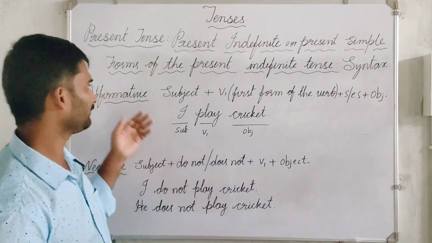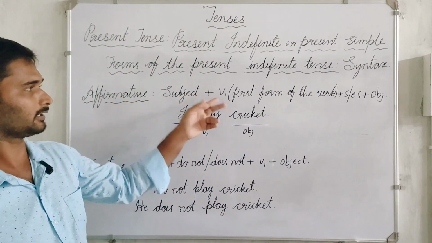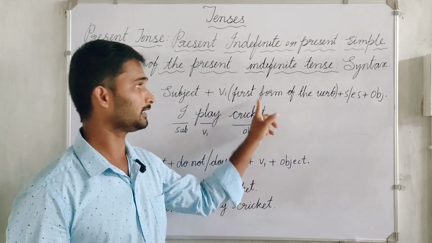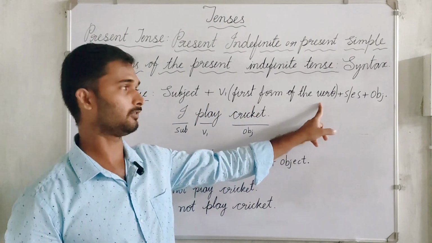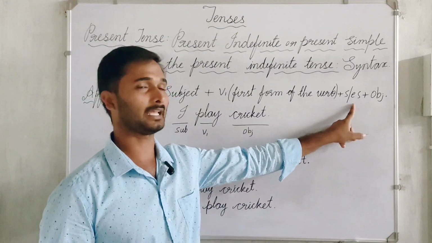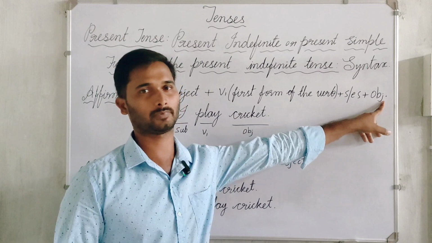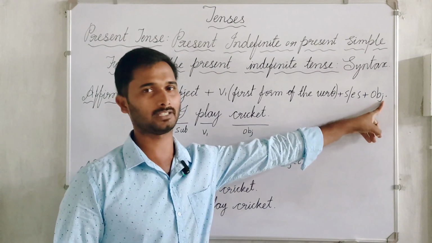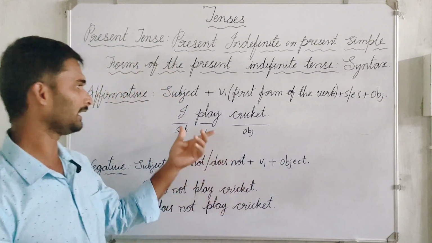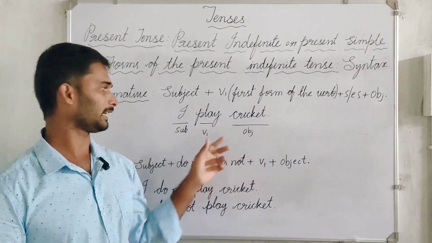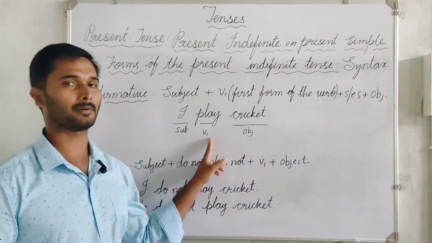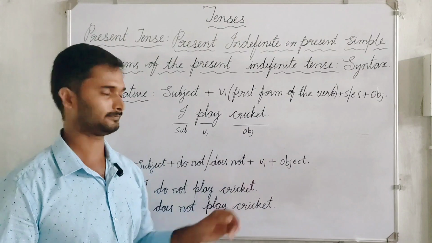Let us see the present indefinite or simple present, the forms, or we also call it the syntax. Affirmative form. It has a subject plus V1, we also call it the first form of the verb, means the present form. S or ES is added only for singulars. In the object, at the end of this, a full stop is added. One example: I play cricket. Subject, first form of the verb, object.